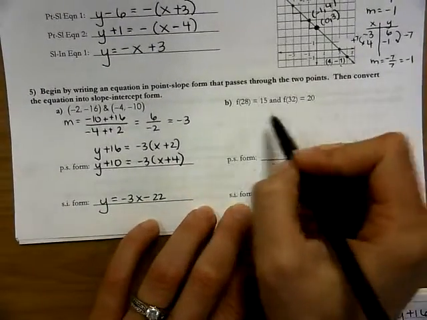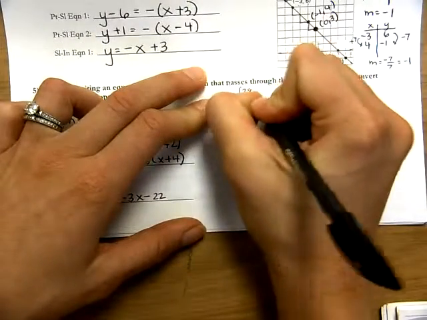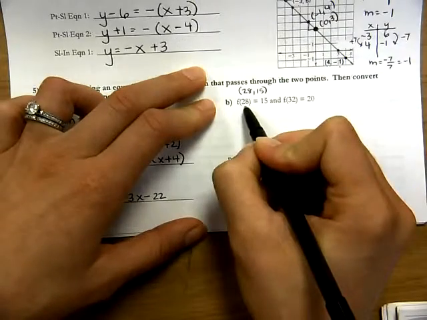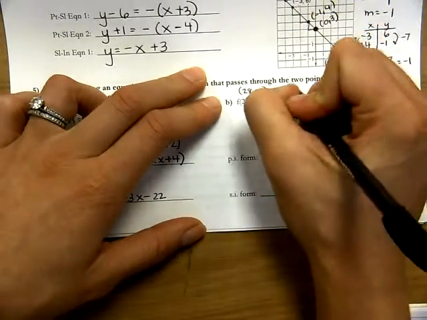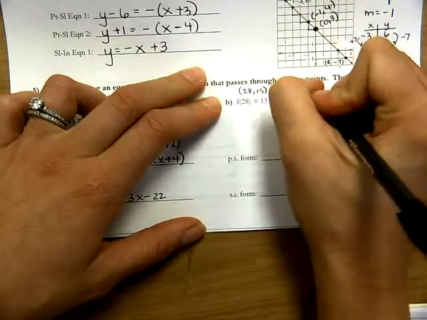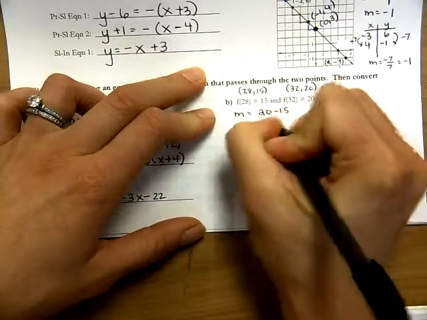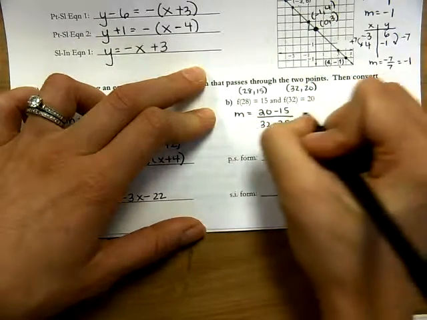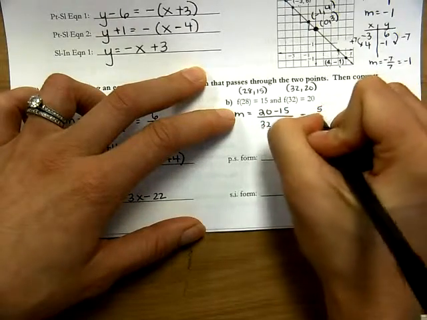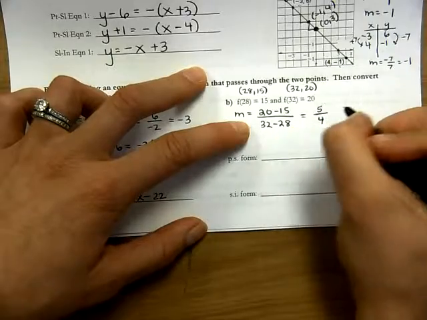Looking over here, it's still giving us 2 points, it's just the notation's a little different. This is the point 28, 15, because what's inside the parentheses is the input, or the x value, and what's outside is the output, or the y value. 32, 20. I still first have to find the slope. So 20 minus 15 over 32 minus 28 gives me a slope of, what is that, 5 over 32 minus 28 would be 4.